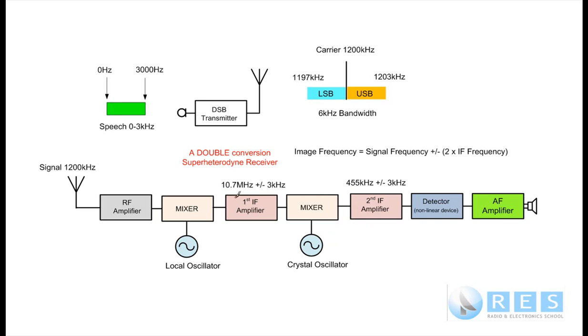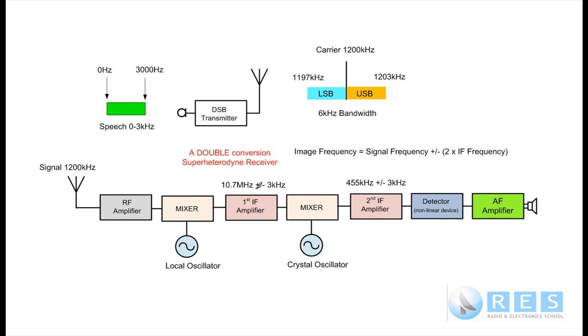So we now have two IF amplifiers. One is a high frequency IF on 10.7 megahertz, and one's a low frequency IF on 455 kilohertz. You might think we're going to a lot of trouble here. This is called double conversion because we're converting twice. If we were converting 3 times, if we had 3 IFs, it would be a triple conversion superheterodyne receiver, and that's certainly not uncommon. But double conversion is very, very common.